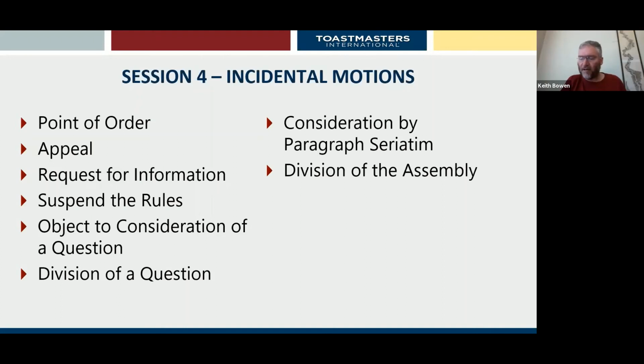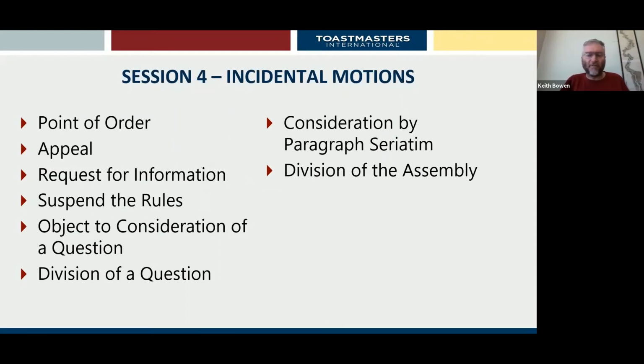And the other was calling for orders of the day. Particularly if someone is talking for half an hour over there about the aircon, you want to say, hang on, can we get back to the point, please? So we can move on with the agenda. Those are the only two times in what we've discussed up till now that you're allowed to interrupt. Quite a few of these incidental motions carry an interruption.